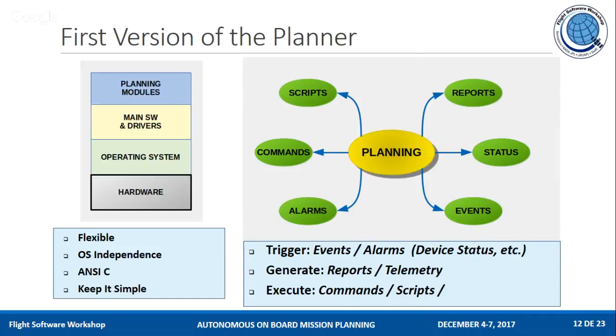First version. This is just to start the idea of how we are developing the software. The idea is that the software is going to be like a library, and we don't want to be fixed to an operating system, so the software will not have any system call. And the software must have this functionality: trigger events and alarms, generate reports and telemetry, and execute commands and scripts. Next slide.